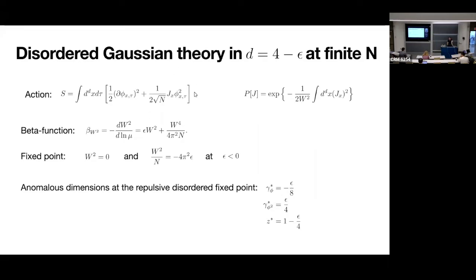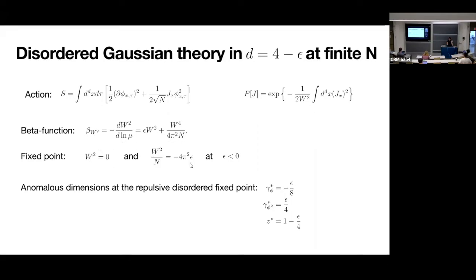But notice in this case, one thing I would like to emphasize is that the replica method doesn't work, because the replicated action doesn't have a lower bound. So what one can do is to use a more traditional way to compute the correlation function at a particular disorder realization and then do the disorder average order by order. Since the disorder has a Gaussian distribution, it's fine to integrate over it order by order. So similarly, at the order of epsilon and 1 over n, we find the beta function of the disorder strength, W squared.